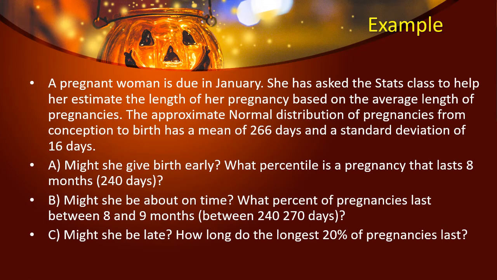Might she give birth early? This was my big question. What percentile is a pregnancy that lasts 8 months? Might she be about on time? What percent of pregnancies last between 8 and 9 months? And then I was very specific there. And then might she be late? How long did the longest 20% of pregnancies last? These were all very important questions to me. So let's take each one at a time.